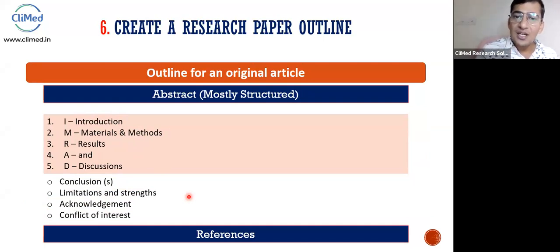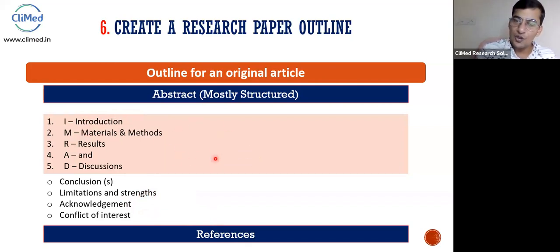When we are writing the original article, we usually follow the IMRAD guidelines. These are only for original articles, not for review papers or case reports. So what exactly is IMRAD? As I told you yesterday in class, I stands for introduction, M for material and methods, R for results, D for discussion. Along with that, you have to write the conclusion, limitations and strengths, acknowledgements, conflict of interest, and bibliography. But IMRAD is very important to write.